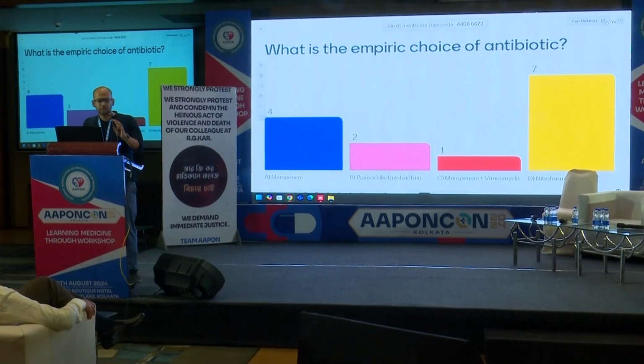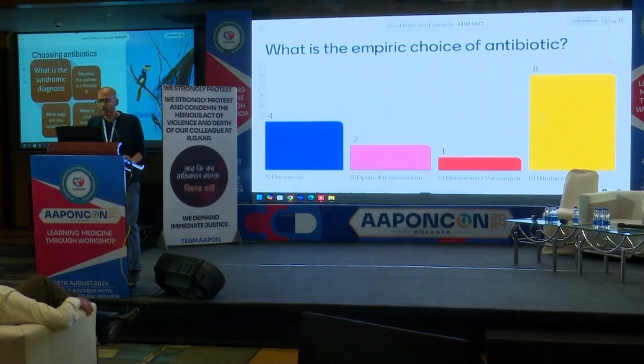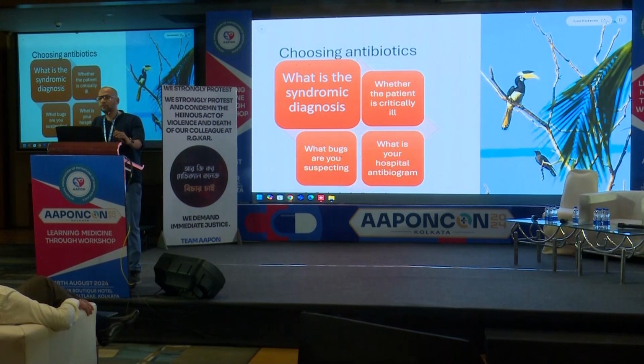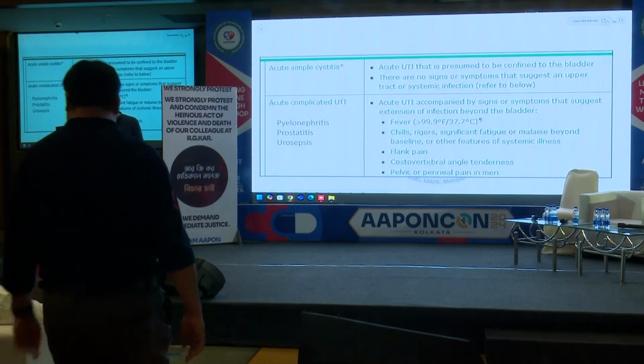Right, so I see a majority of the audience has chosen nitrofurantoin. I'll come back to why nitrofurantoin might not be a great option here. When I choose an antibiotic, I look at 4 things predominantly. First is, what is the syndromic diagnosis? Here, in general, if you want to see UTI, you want to divide it into an uncomplicated and a complicated UTI. Basically, there are a lot of previous definitions. Now, the idea is very clear.